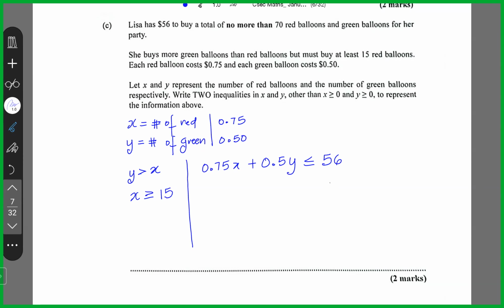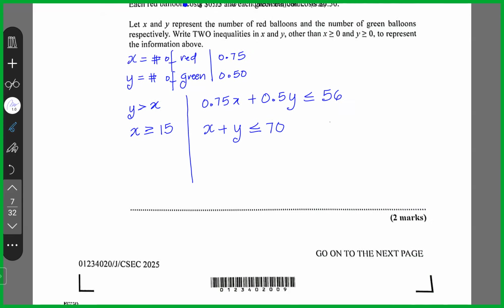That's not the only one you could write. You could also write that X plus Y must be less than or equal to 70. So they asked for two, but out of the information, I could have gotten at least four inequalities. Remember, the total number of balloons she buys, which include red balloons and green balloons, is no more than 70, which means less than or equal to 70.